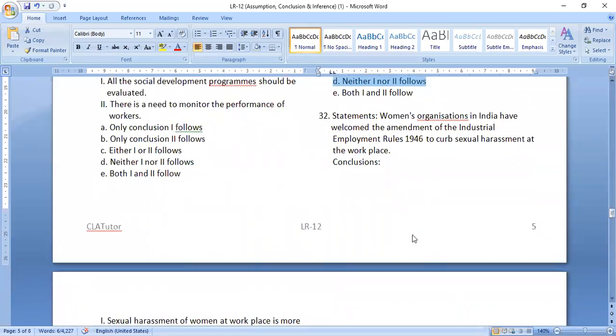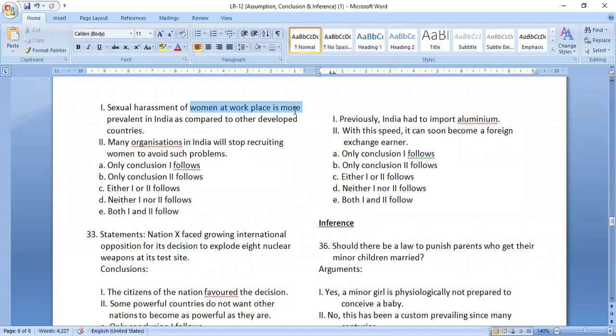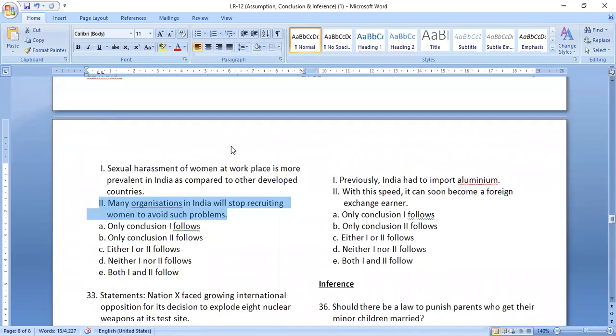Okay, so women's organizations in India have welcomed the amendment of the Industrial Employment Rule 1946 to curb sexual harassment at the workplace. Conclusion one is sexual harassment of women at workplace is more prevalent in India as compared to developed countries. And option two is many organizations in India will stop recruiting women to avoid such problems. So I think it's neither. It's neither, sir.